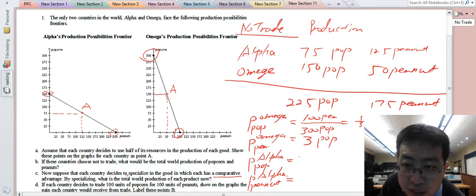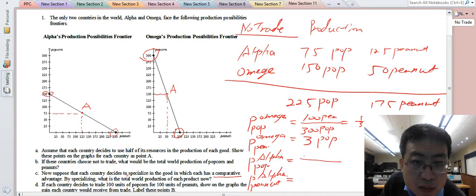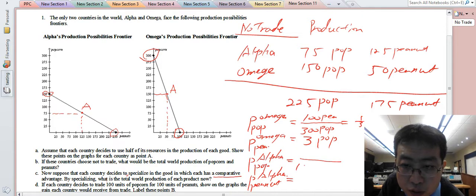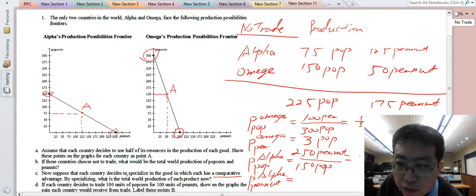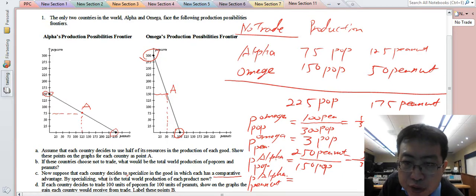And then for alpha, we do the same format. So for alpha, looking for the price of popcorn, we're going to put popcorn on the bottom, which gives you a total of 150 popcorn. And then we're going to put the number of peanuts on top. This will be 250 peanuts. So simplify, that gives you 5 over 3 peanuts. So in alpha, to produce every popcorn costs about 5 over 3 peanuts.